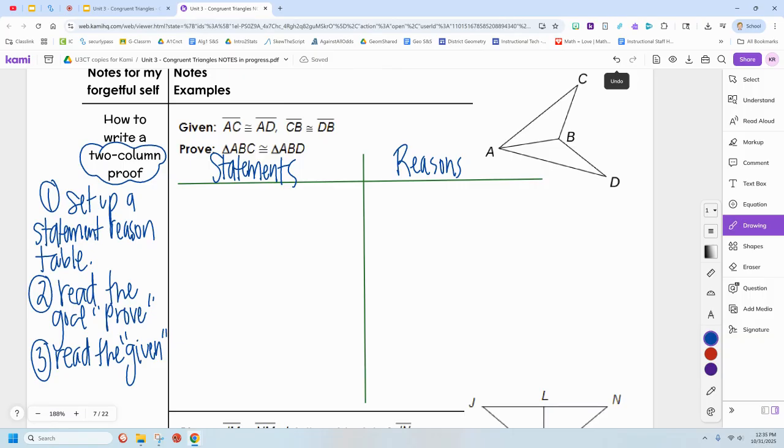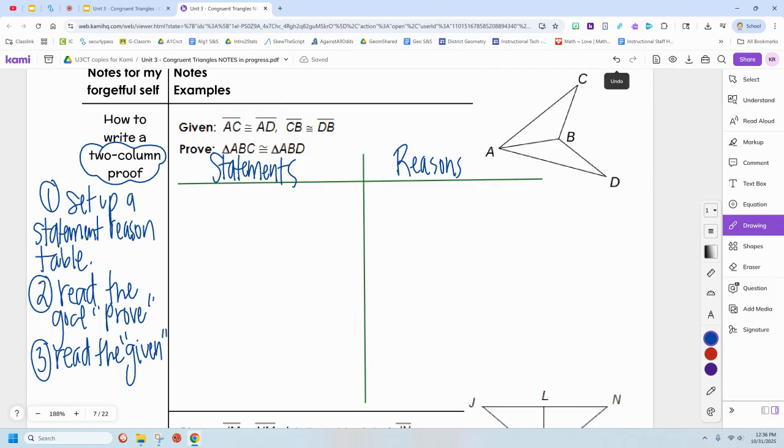Here we go. See, everybody find the word prove. What does this say? Prove triangle ABC is congruent to triangle ABD. Okay, so now look at the picture. Find the triangles. Ooh. ABC, ABD. Cool. Does everybody understand what our goal is? Yeah. Cool. That's the goal.